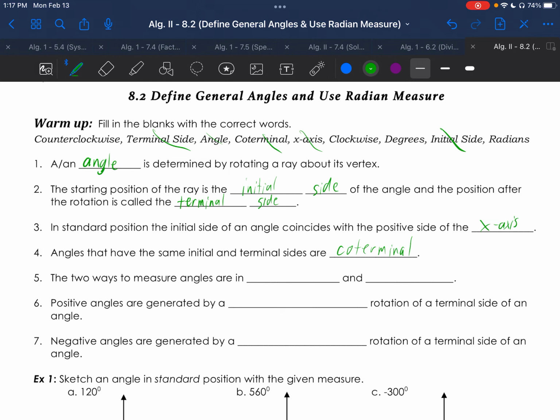The two ways to measure angles are degrees, and our new one is going to be radians. Positive angles are generated by a counterclockwise rotation, meaning negative angles are generated or created by a clockwise rotation.